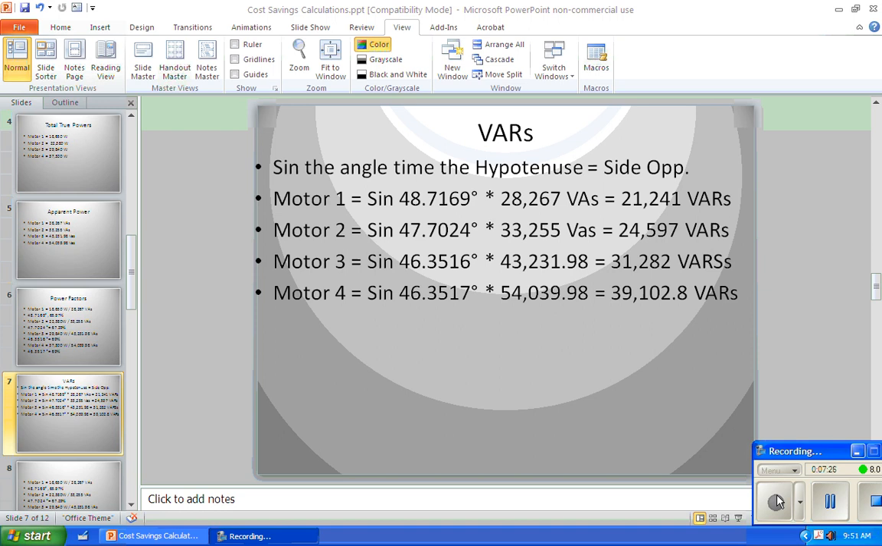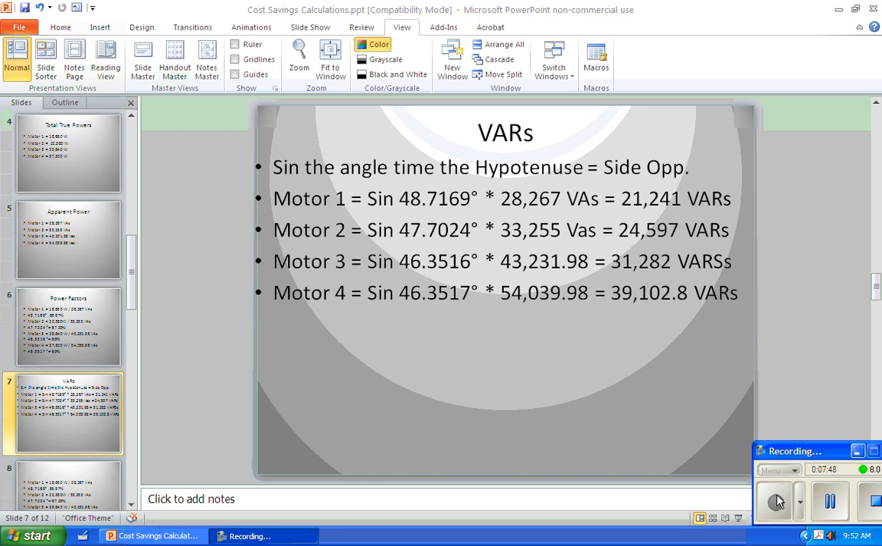We take the sine of the second angle for the second motor and multiply it times its apparent power, and we find that we have 24,597 VARs. On our third motor, we take the sine of that angle and multiply it times that apparent power, and we get 31,282 VARs.